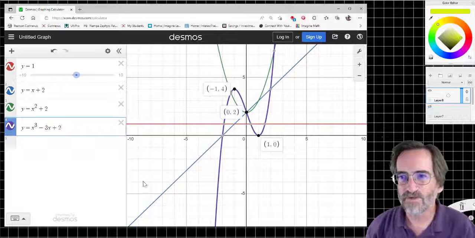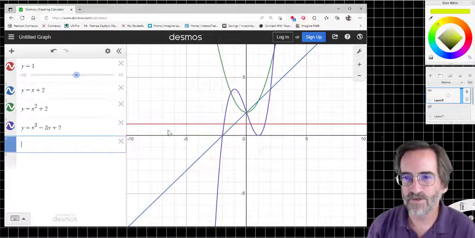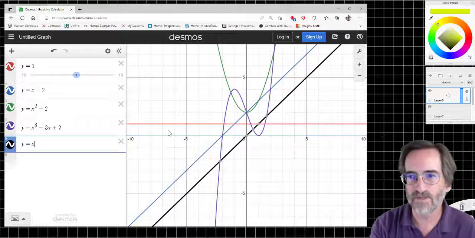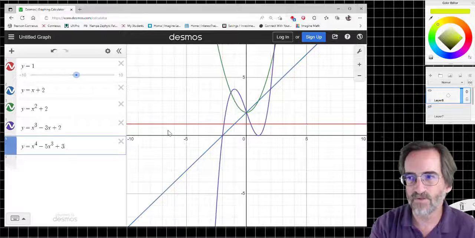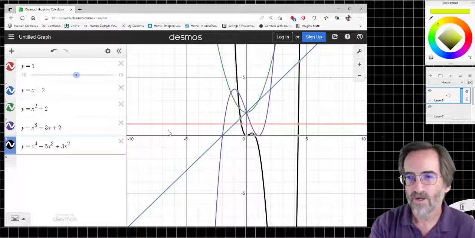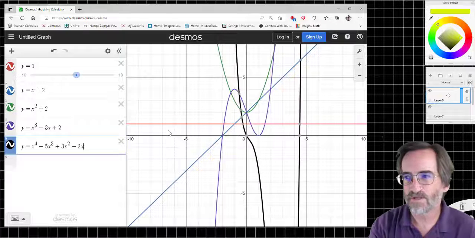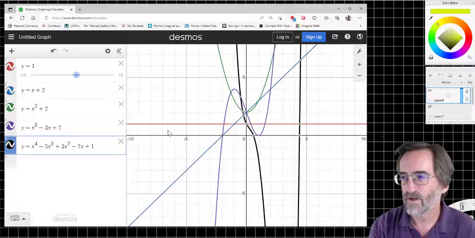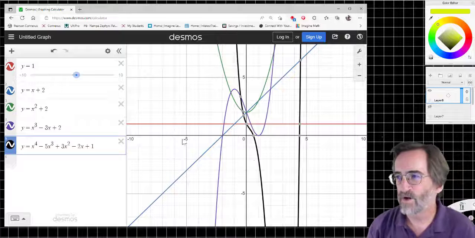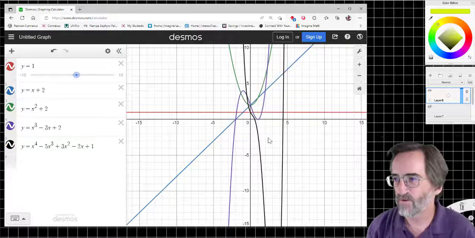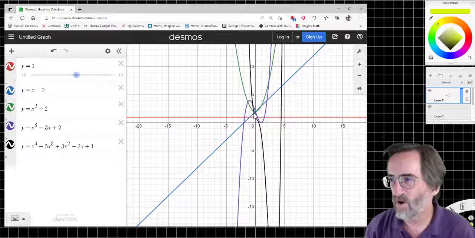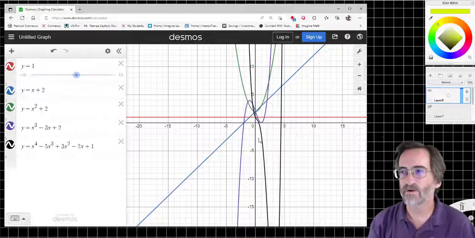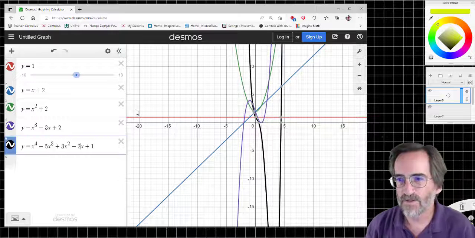Now hopefully you're starting to notice some patterns. Let's go to a 4th order. Y equals x to the 4th minus 5x cubed plus 3x squared minus 2x plus 1. Okay? This one, you got to zoom out a little bit to see it fairly well. It has 1 curve, 2 curves, 3 curves, right? 3 curves.